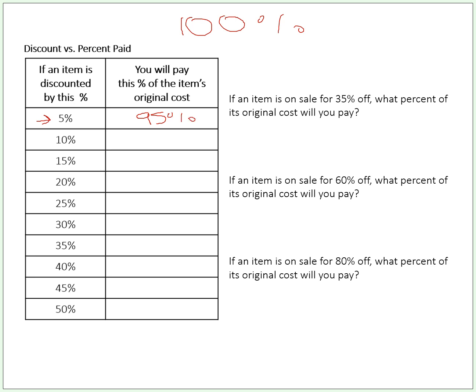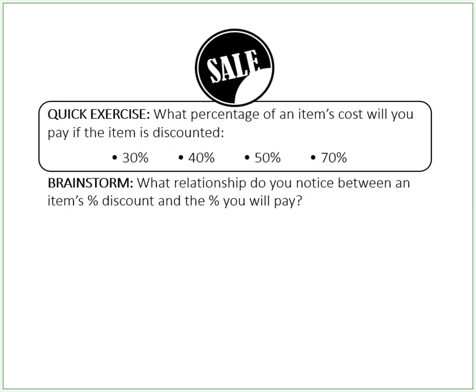You just subtract the discounted percentage from the total percentage. So if 10% off, then I pay 90%. And just work your way down through that chart and then answer those questions. You have a little exercise here to work through, so just work on that.